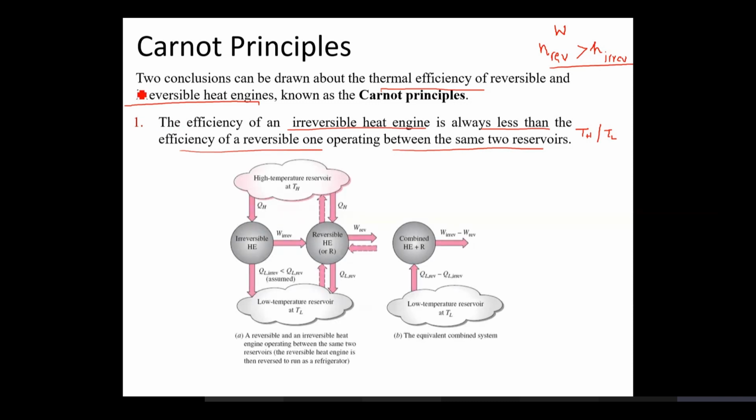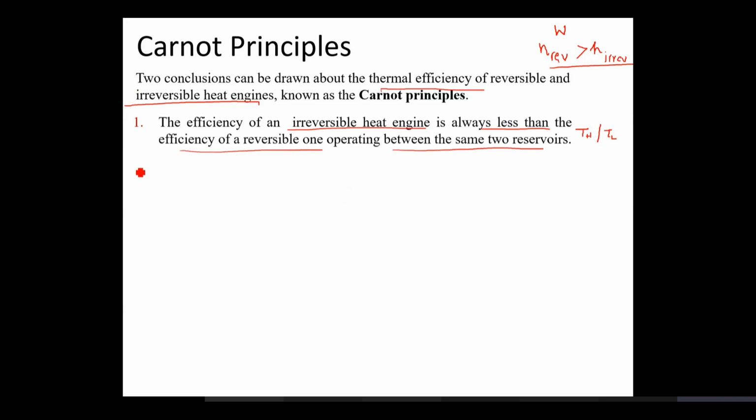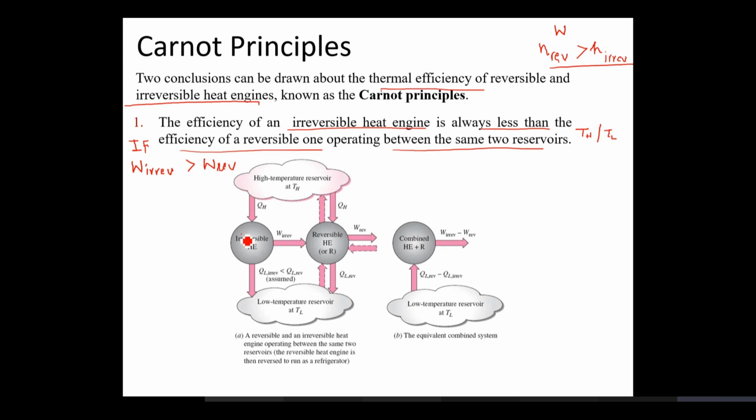I would say that, let's say I have two heat engines. One heat engine is irreversible, so the irreversible heat engine would have higher work output as compared to the reversible one. I'll start with this assumption. There are two heat engines: one is irreversible, the other is reversible. And I'm saying that they are operating between the same reservoir temperatures TH and TL.